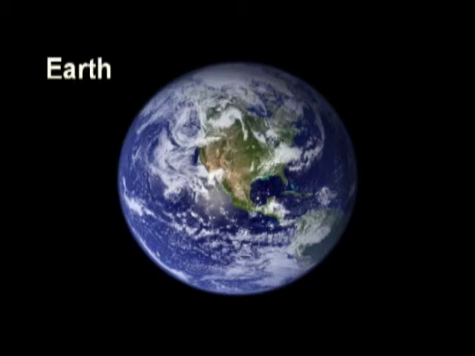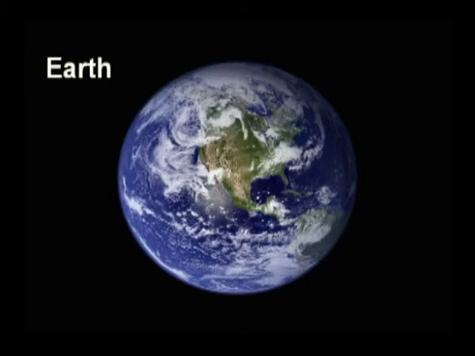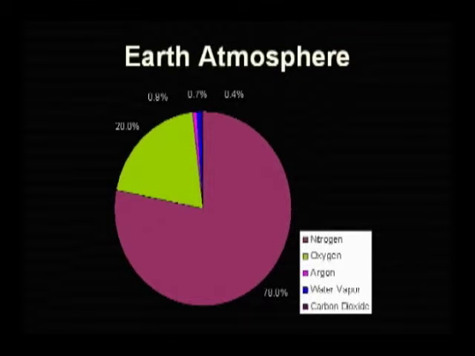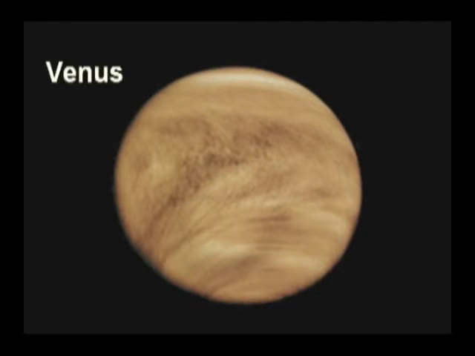This slide probably needs no introduction. It's our Earth. That's our atmosphere. A lot of it is nitrogen and oxygen, of course, that's a good thing. Carbon dioxide is still relatively small. Just compare that to Venus.